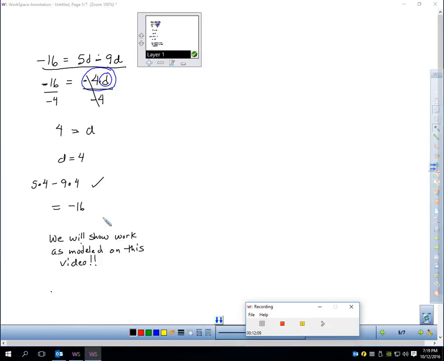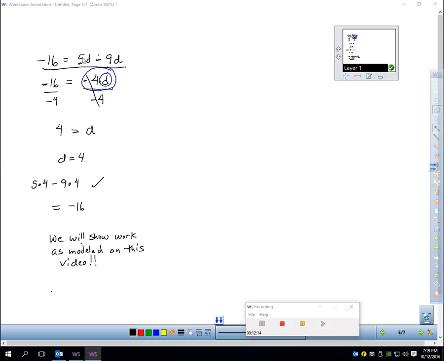So you will show work as modeled on this video. When I grade your work, like if I was grading this problem here, I typically grade the problem as worth 3 points. Here's how I grade the 3 points. It's 1 point for the answer. It's 2 points for the work. So if you just want to write the right answer down, I'll give you a point. But if you want all 3 points, I want to see the work.